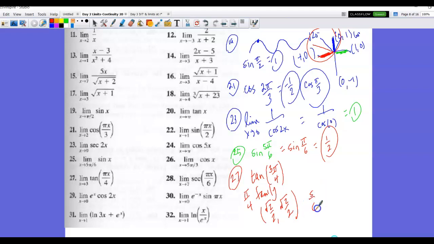And tangent is sine over cosine, so we know we're going to get root 2 over 2 divided by root 2 over 2, which is going to equal 1. However, in the second quadrant, the cosine values, or the x values, are negative, and the y values are positive, and a positive divided by a negative is a negative, so that's going to be our output for number 27.